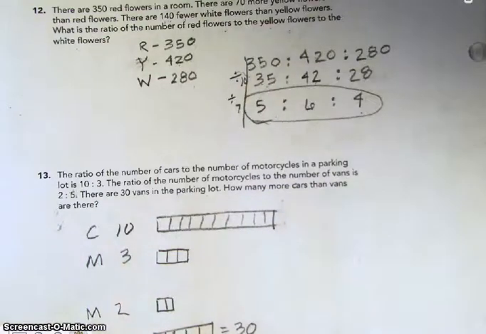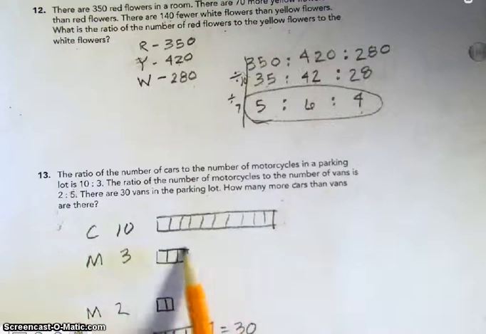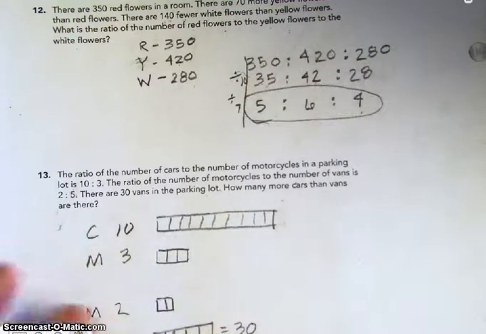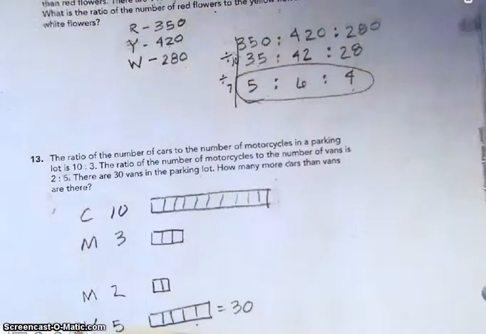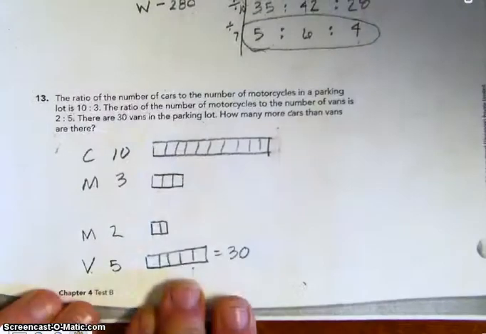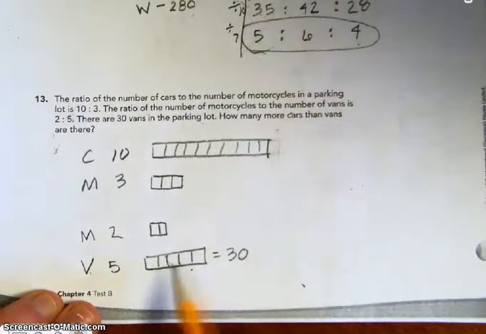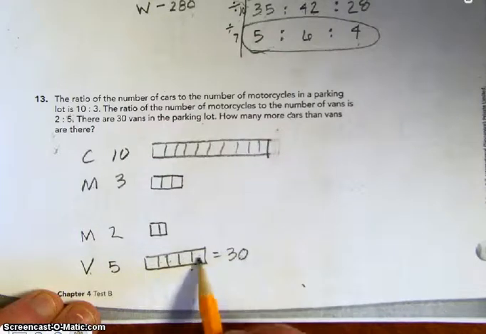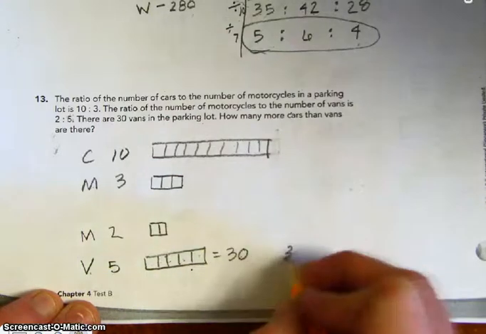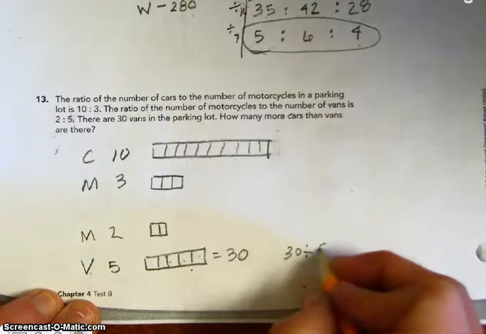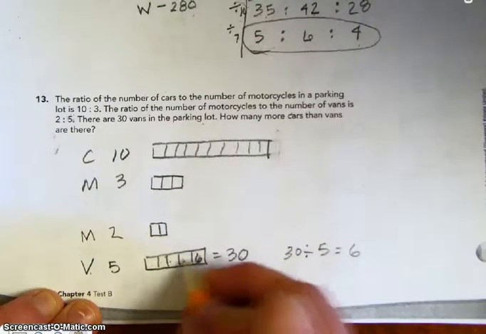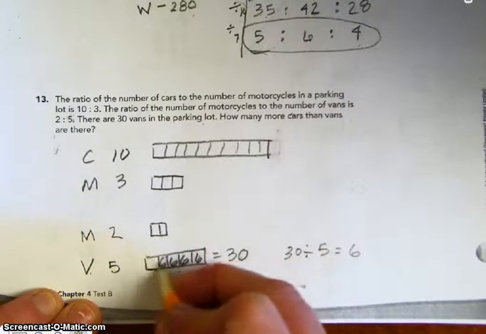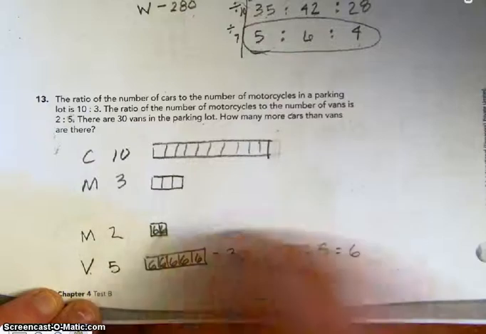Okay, so in order to do that, we need to first figure out what units we're talking about. The only way right now is to take 30 and divide it by 5, because that's how many units here. So we take 30, the number of vans, divide it by how many units. 30 divided by 5 equals 6. So each of these is 6 on just this ratio down here of motorcycles to vans.